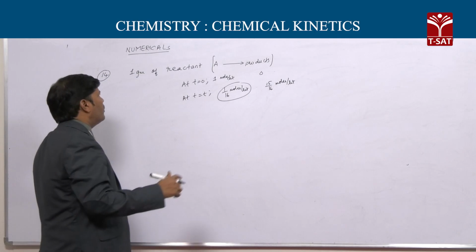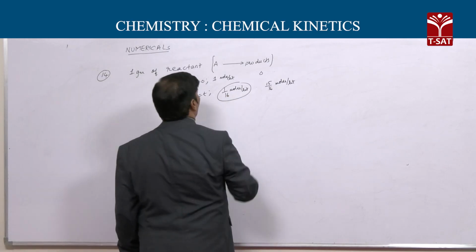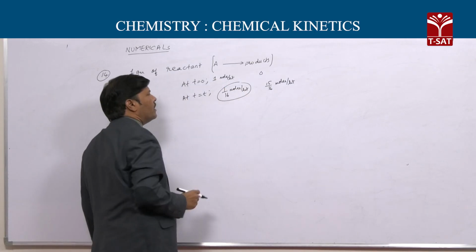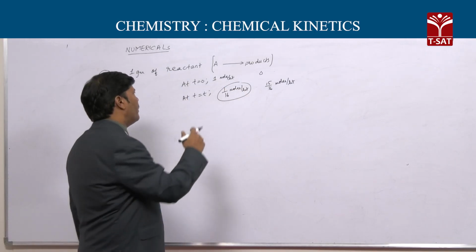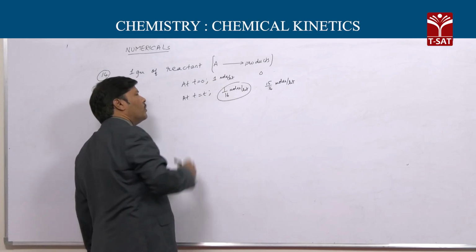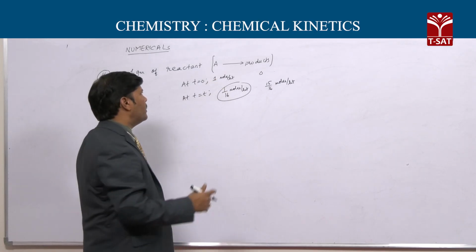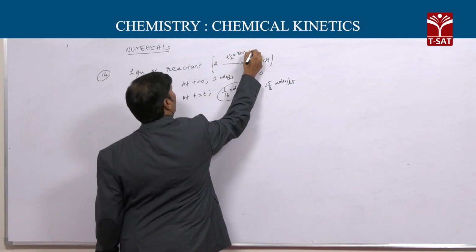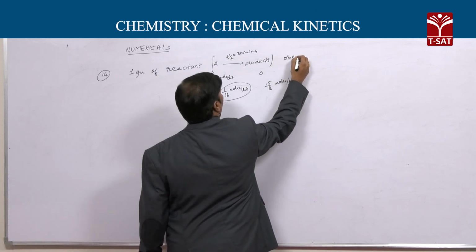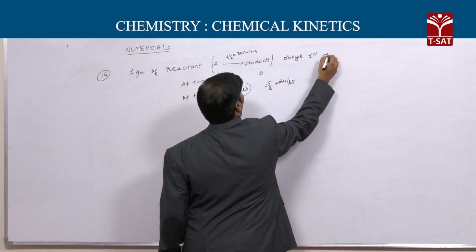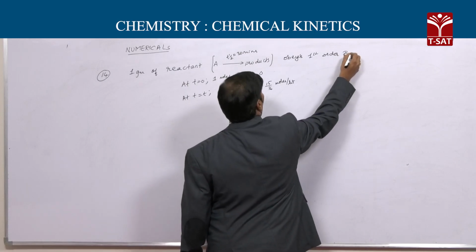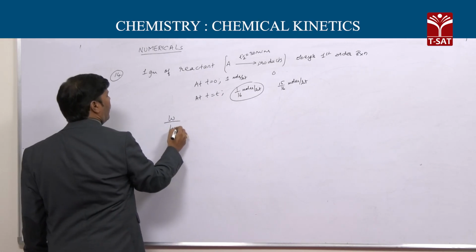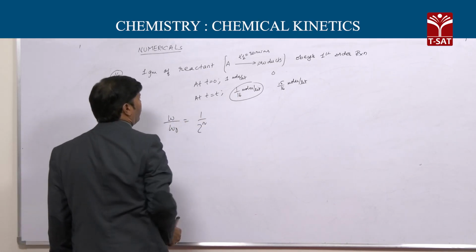Now suppose the half life, for the concentration changing from 1 mole per liter to 1 by 16 mole per liter, let the half life T half be 30 minutes, and it obeys a first order reaction. I am giving you one shortcut method: W by W naught is equal to 1 by 2 to the power of n.